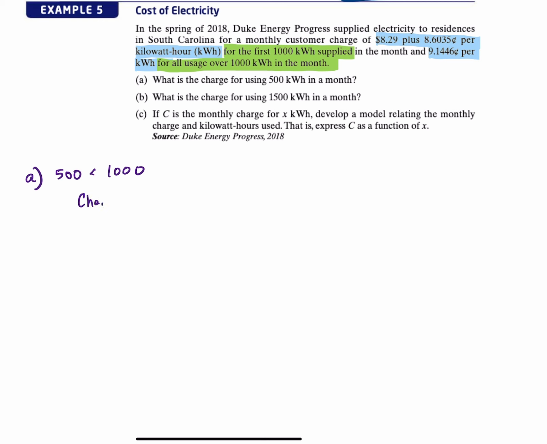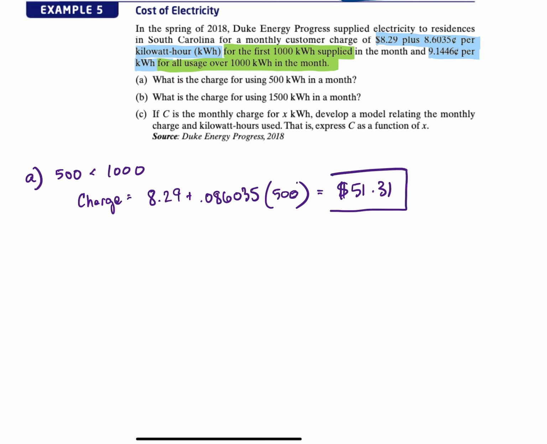So our charge should be equal to, how are they describing it? $8.29 plus, and let's convert this to dollars, so I'll move the decimal place 2 places over, so 0.086035 per kilowatt hour, and we used 500 kilowatt hours, so times 500. If you plug this in, work it out, you should get $51.31. So we only plug into the first condition then.